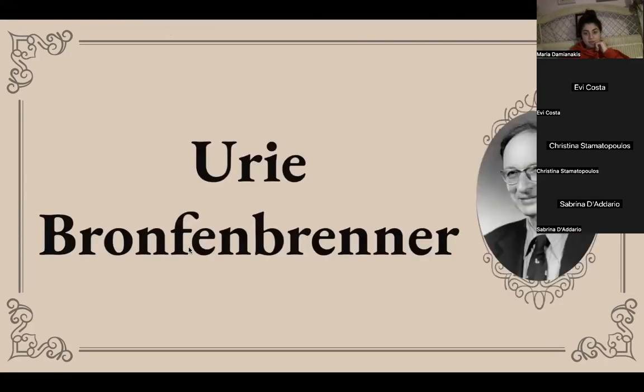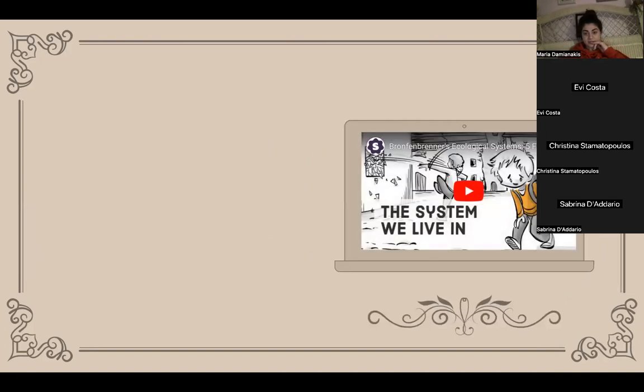Next is Urie Bronfenbrenner. His ecological systems theory focuses on multiple environmental influences on development. He proposed that development occurs within a nested system of environments, ranging from the microsystem, the immediate surroundings, to the macrosystem, the broader cultural context. Bronfenbrenner highlighted the dynamic interactions between individuals and their environments, emphasizing the importance of considering context in understanding human development. Same with this guy, we're going to watch a little video.